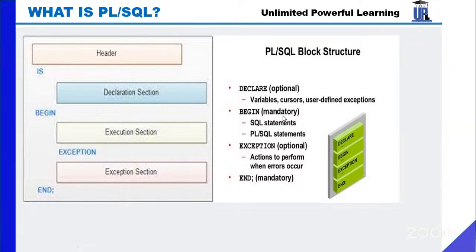In the begin section, there are SQL statements and PLSQL statements, and the exception handling performs actions where errors occur, and the end is mandatory. So whenever you see it, begin and end are mandatory, and the rest of the things are optional. If you require, you can add them. So that is a simple block structure of a PLSQL statement: a declaration part, begin, and end as the last part. Within that, we can have SQL statements or looping constructs using PLSQL statements and exception statements. So this is how the PLSQL block structure has been defined.